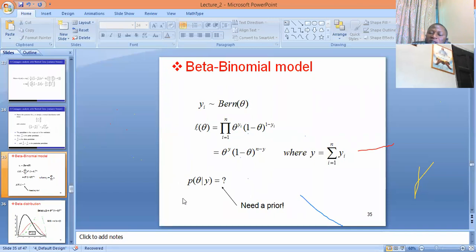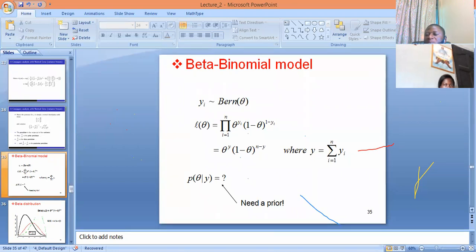And our interest is to find the posterior, because this is the data likelihood. So our interest is to find the probability of the parameter given the data y. What we have here is the probability of y given the parameters, but we are interested in the probability of the parameters given the data, and this is the posterior. How do we define that?